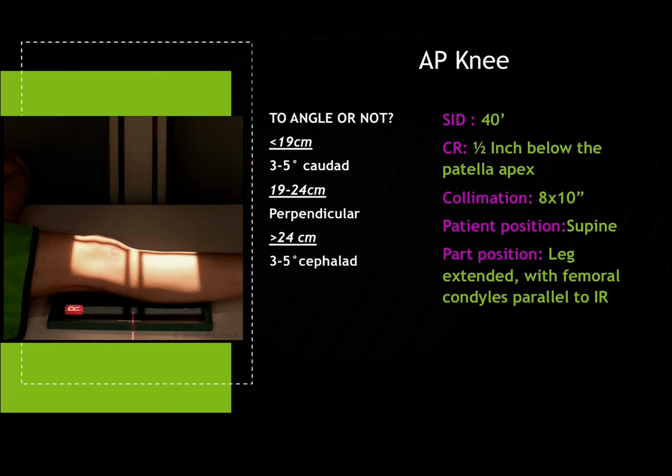So we start this projection with 40 inches SID, a central ray a half inch below the patella apex. Collimation is a good 8 by 10. Patient position is supine, and leg extended with femoral condyles parallel to the IR.